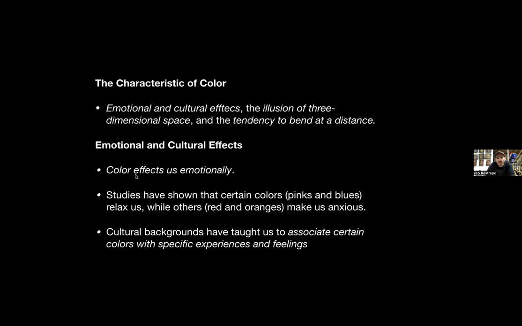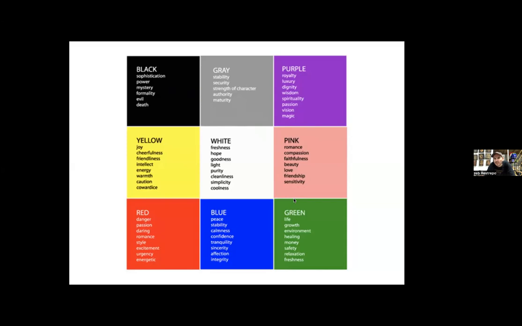Nonetheless, studies have shown that certain colors like pinks and blues relax us, while others, reds and oranges, make us anxious. And cultural backgrounds have taught us to associate certain colors with specific experiences and feelings. Here's a chart I found online that assigns color to how we already intuitively understand it. So white is usually associated with purity.